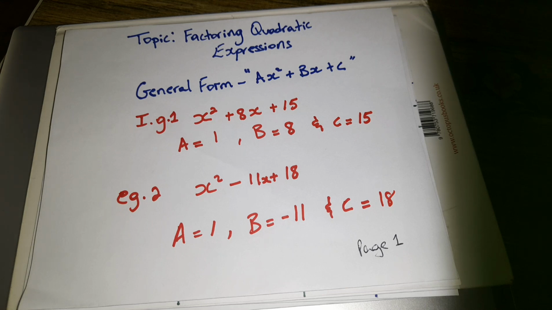Now, factorizing quadratic expression, the general form is x squared plus bx plus c. Notice for the x squared, the coefficient is called a. For the x term, the coefficient is called b. And the c term is a constant. Example, x squared plus 8x plus 15, where a is 1, b is 8, and c is 15. X squared minus 11x plus 18, where a is 1, b equals negative 11, and c equals 18.